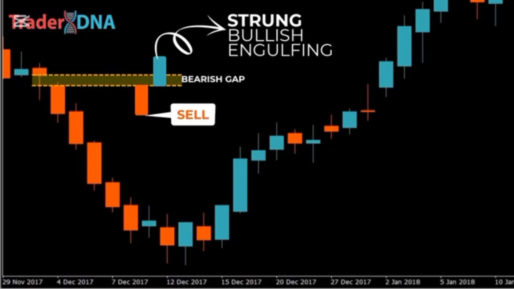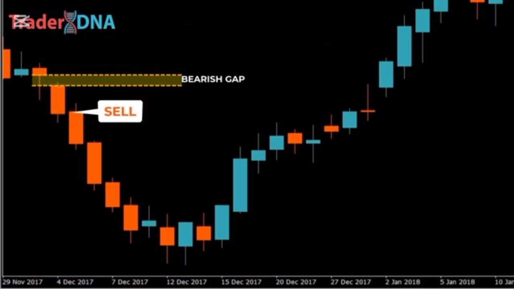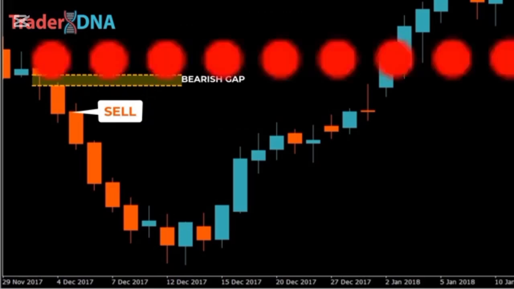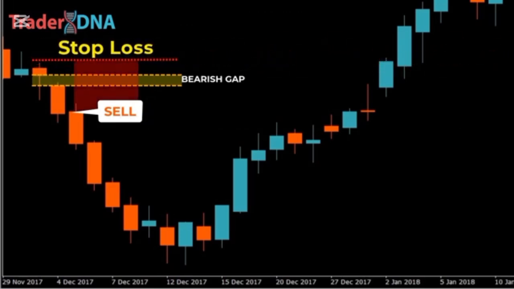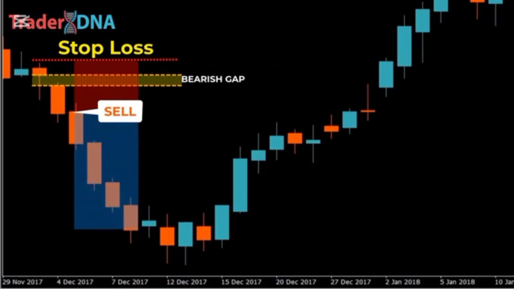In this case, what happened? The price dropped and formed a strong bearish candle, a clear sign that the market is committed to continuing its bearish trend. So the right move? Enter a sell position on the next candle's open and place your stop loss just above the previous candle before the gap.